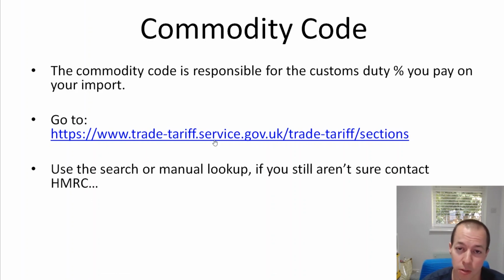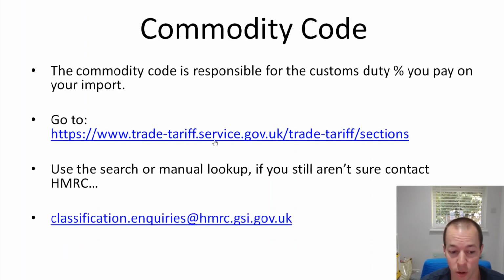What you do is you can go on there and do a search. If you've got a common product, for example an umbrella, then it'll probably come up on the search. If you've got a more obscure product, then you're going to need to do a manual lookup and choose the category that you feel is most suitable. If you're still unsure after looking up, I looked mine up and I still wasn't certain, you can contact HMRC.